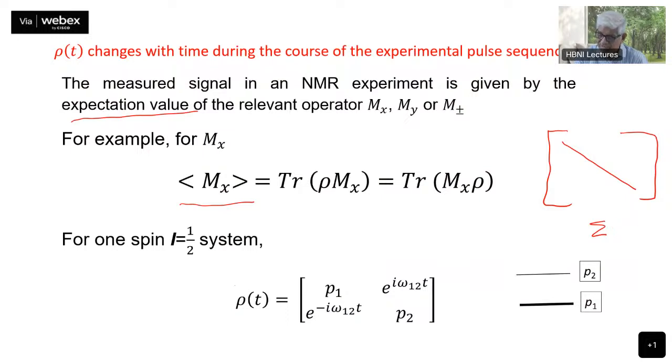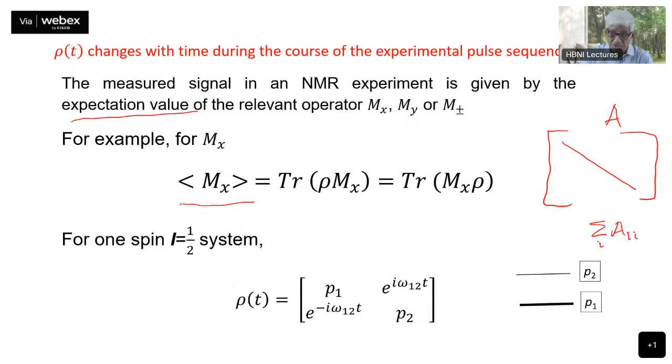Let me call this matrix A. So the summation of all the diagonal elements is called the trace. And what do I have to do here? That represents your measurement, the trace of the product of the density matrix with whatever measurement you are doing, whether you are measuring Mx or My or whatever you are measuring.